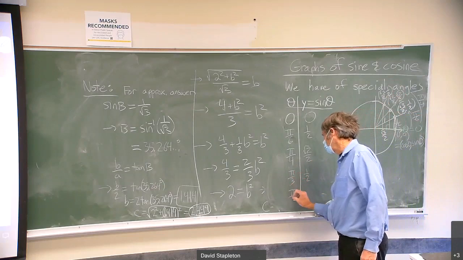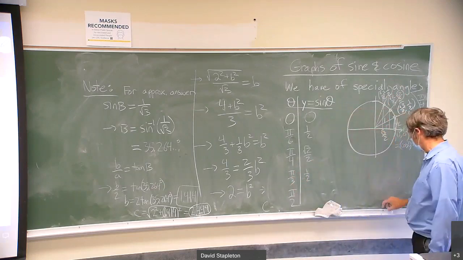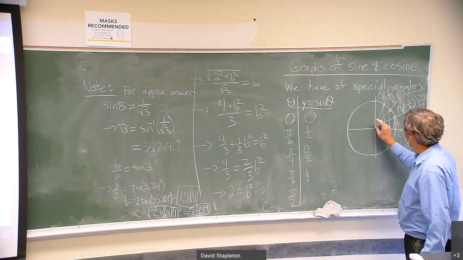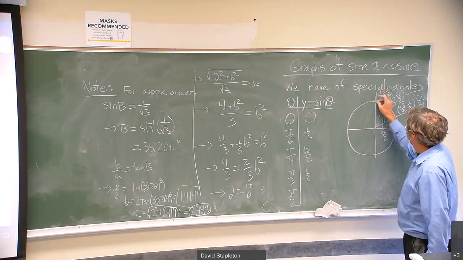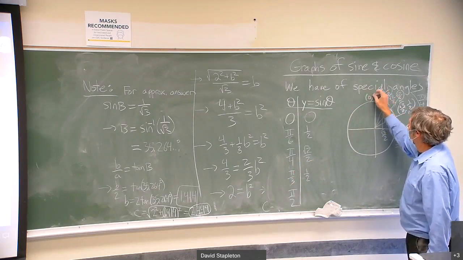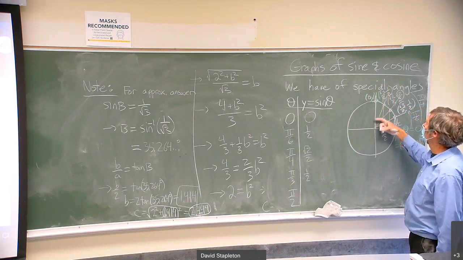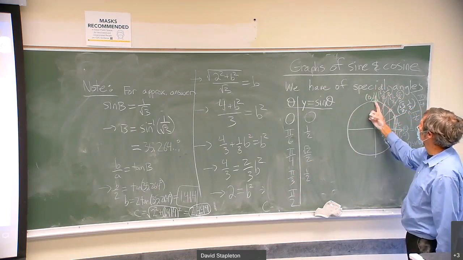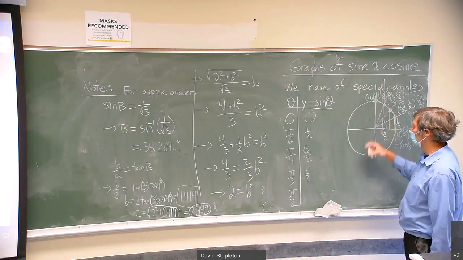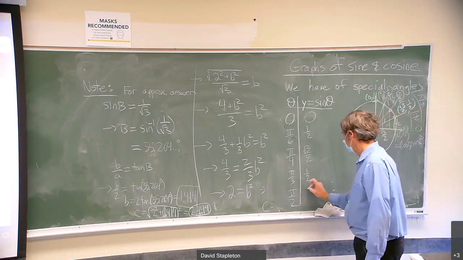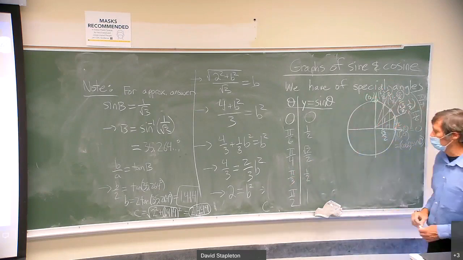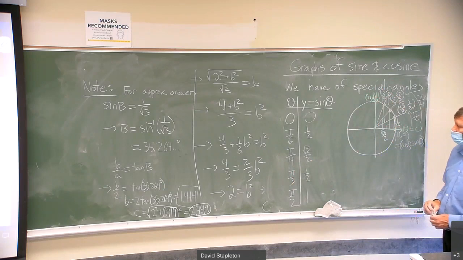And then at pi over 2, it's an easy one. I turn to pi over 2, and this angle goes through the point 0, 1. So I infer that the sine of 90 degrees, or pi over 2 radians, is the y coordinate 1. There I have all the special angles up through pi over 2, at the right angle.